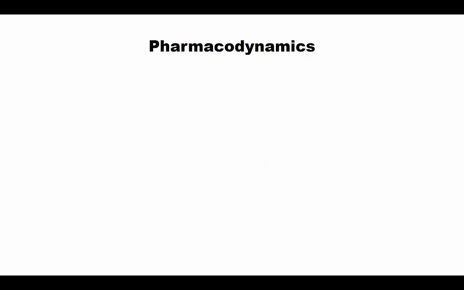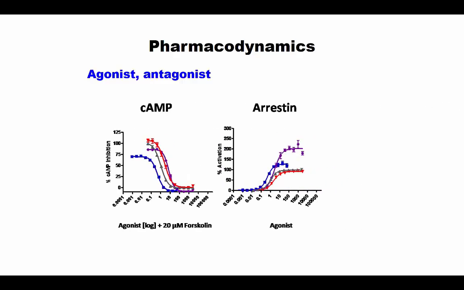Pharmacodynamic parameters can be in either positive or negative directions. If it is activating, we call that kind of molecule an agonist. If it's inhibiting, it is an antagonist. So in this graph, can you tell if this is an agonist or antagonist? In the previous IC50 value case, those were inhibitors. Inhibitors we can call antagonists, right? Now in these two graphs, cyclic AMP and arrestin, are these agonists or antagonists?